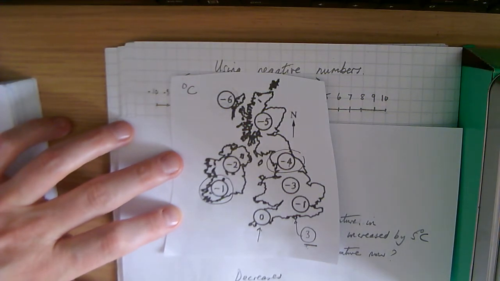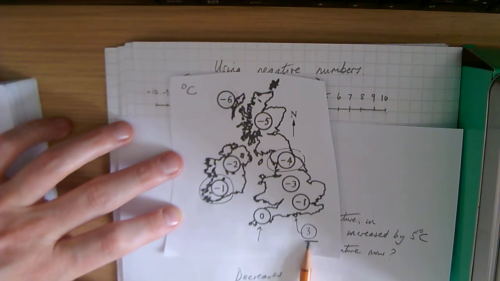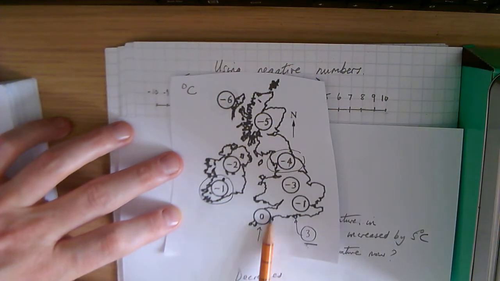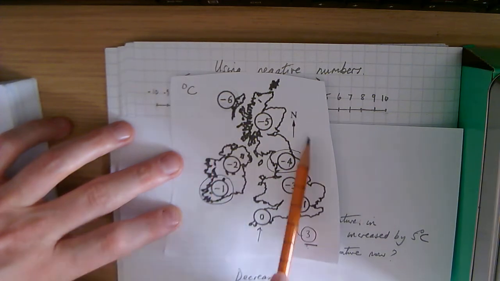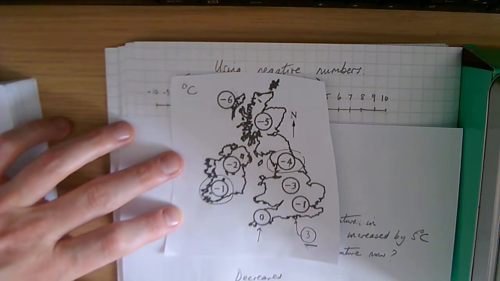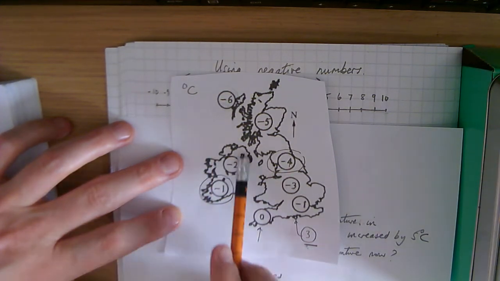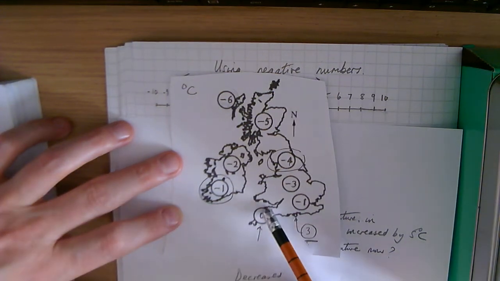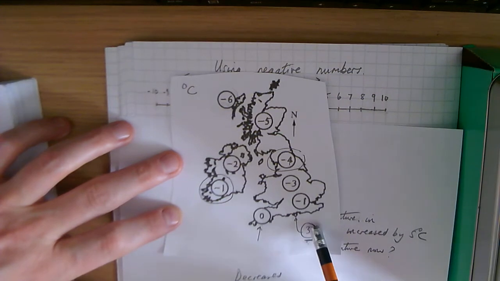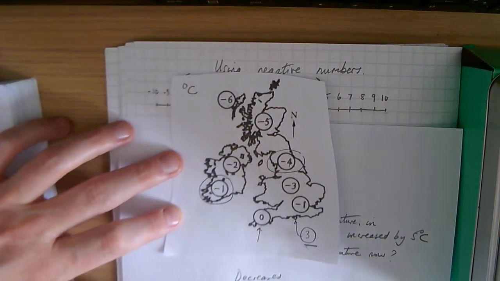The highest value is 3, down here the Isle of Wight, and 0 we've got here, and remember water freezes at 0, so this is a freezing cold night in most of the country, and in Ireland, and 0 here is freezing, and then 3 degrees is the warmest.